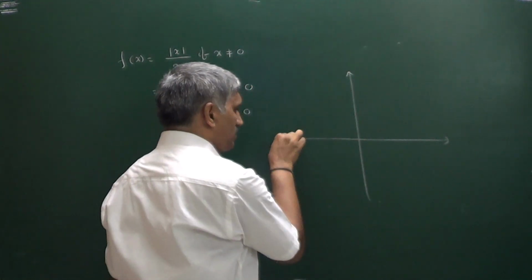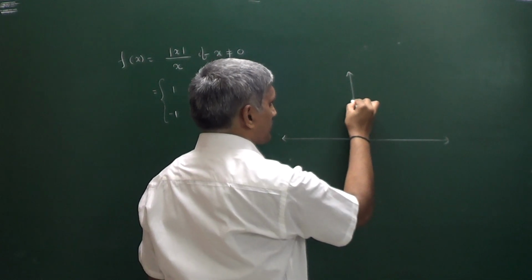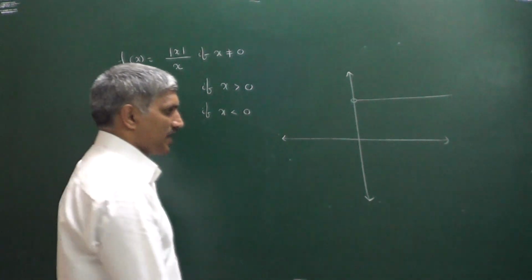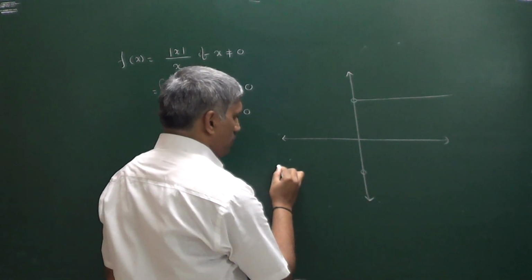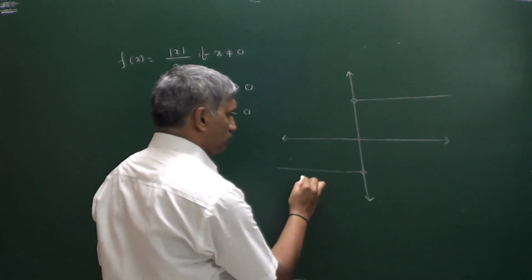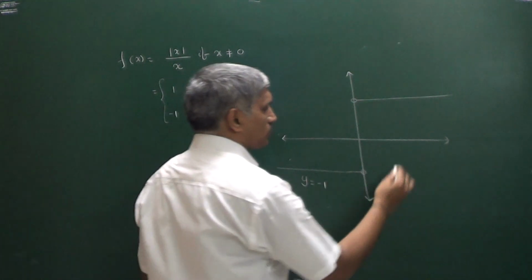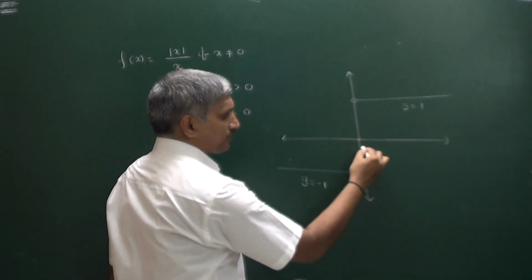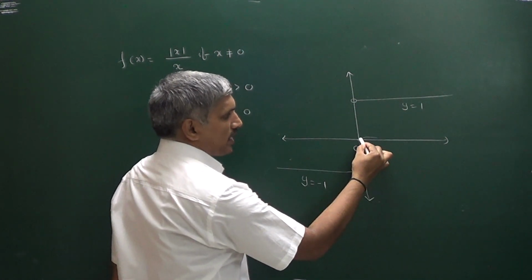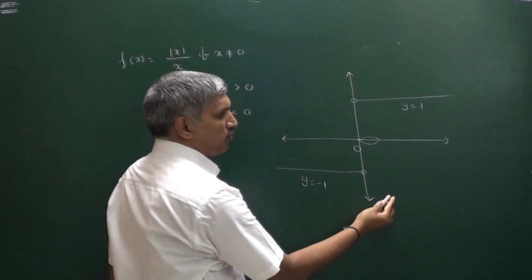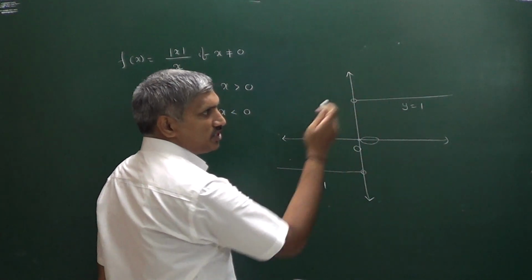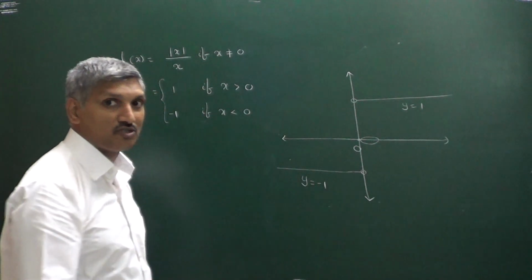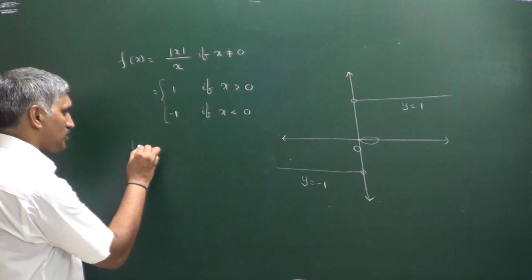Graph of that function we can draw like this. When x values are more than 0, we are getting 1. When x values are less than 0, we are getting minus 1. So this is the line y is equal to minus 1, and this is the line y is equal to 1. Now this is 0. You can observe in the right neighborhood of 0, the functional values are approaching 1. In the left neighborhood of 0, the functional values are approaching minus 1. That's what we can write in this way.